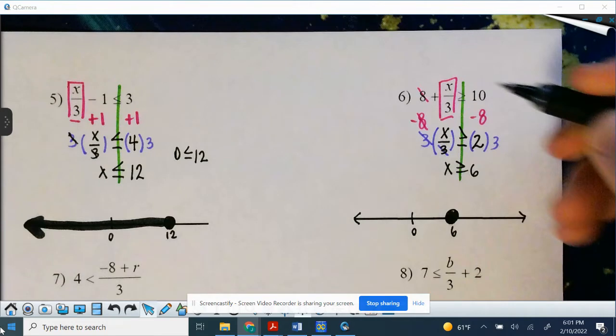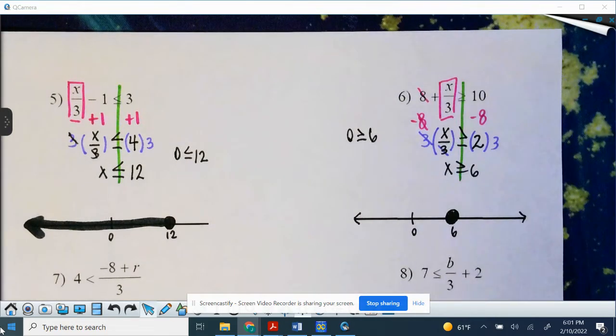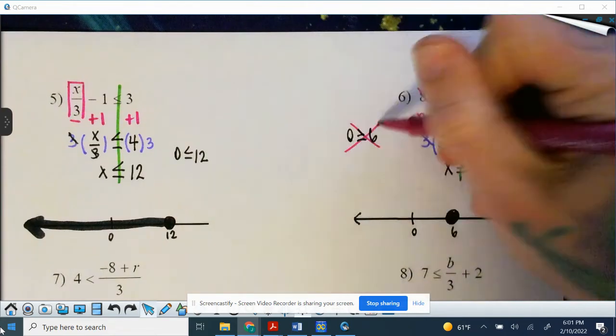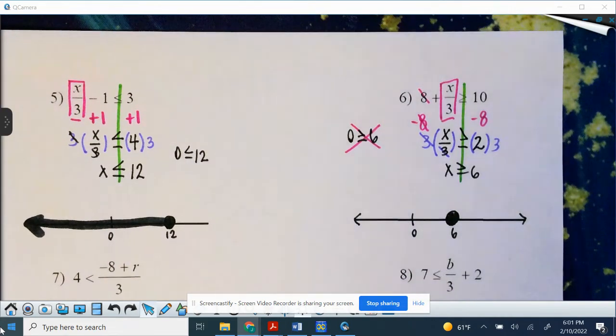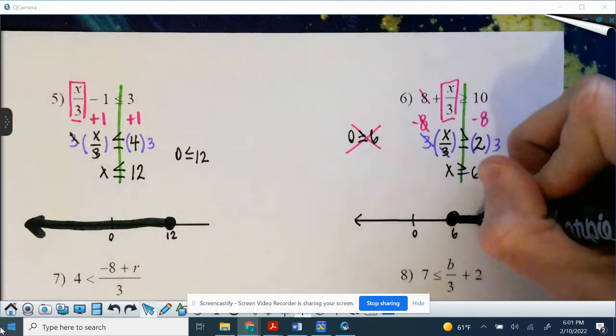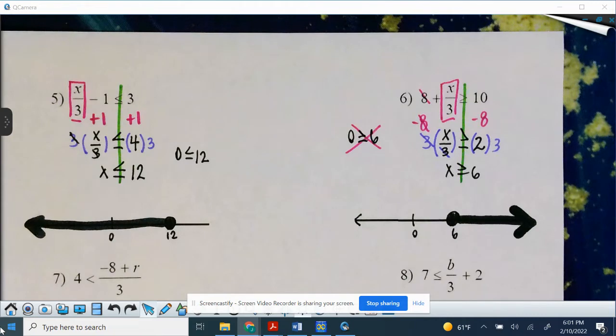And then we're going to test our point. So 0 is greater than or equal to 6. Is that true or false? That is false. No money is a lot less than 6. Definitely not greater than. So then we are going to shade in the direction away from 0 because 0 is not correct.